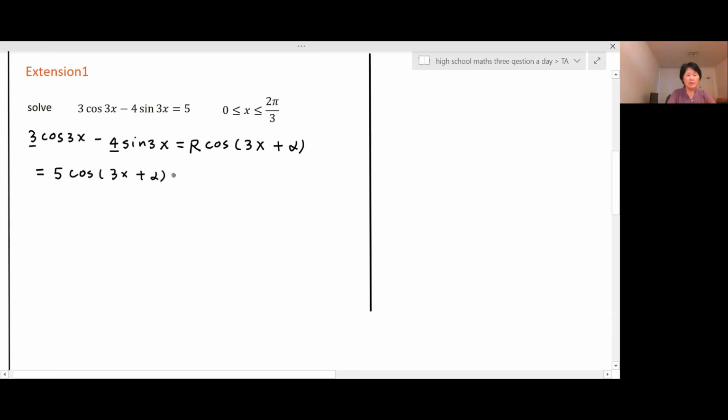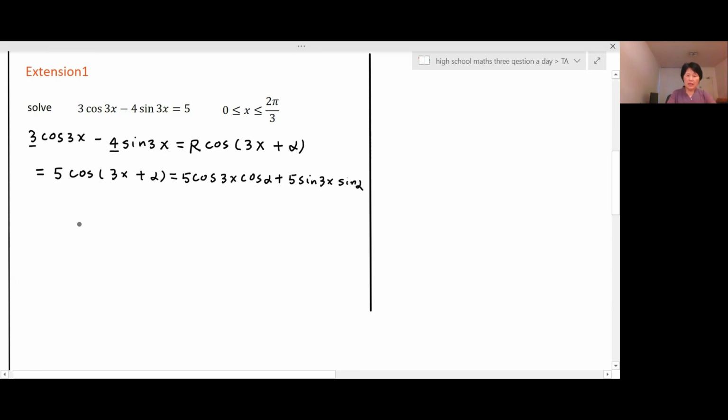Okay, so this expanded will be equal to 5 cosine 3x cosine alpha plus 5 sine 3x times sine alpha.